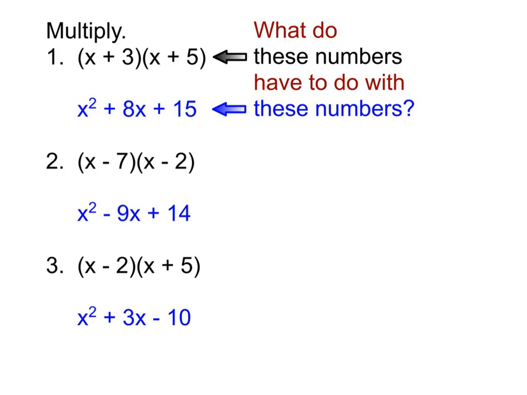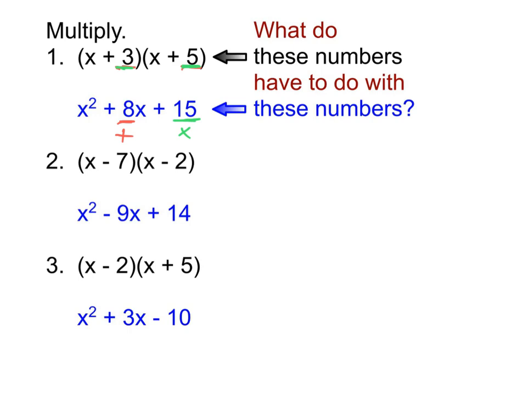All right, so do you see a pattern between the 3 and the 5 and, for instance, the 8? I hope so. Because 3 plus 5 would equal 8. So if I added them, I get the 8. What about the 15 over here? Is there a relationship between the 3 and the 5 and the 15? Well, yeah. 3 times 5 is 15. Does that work for the other two as well? Take a quick look.